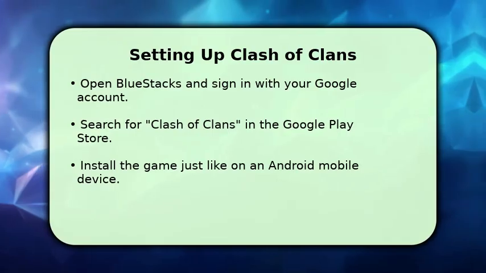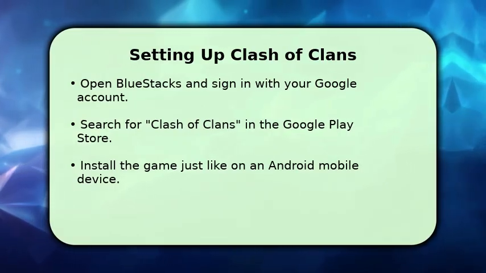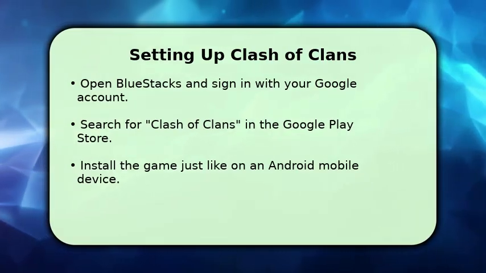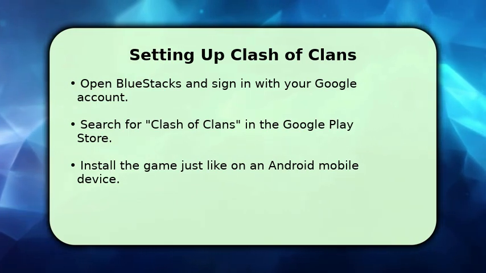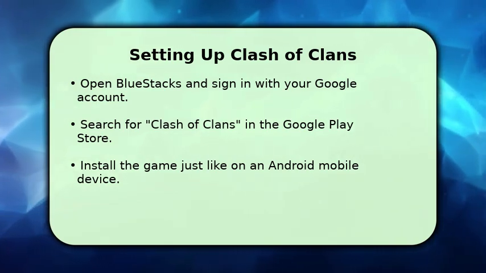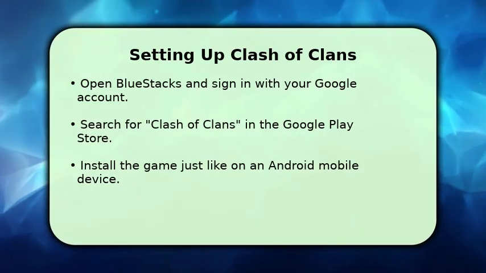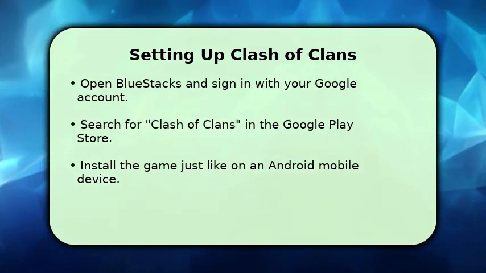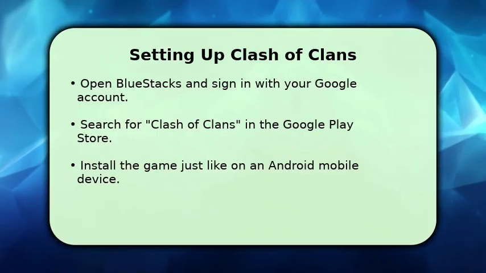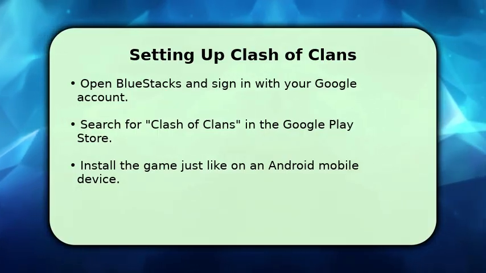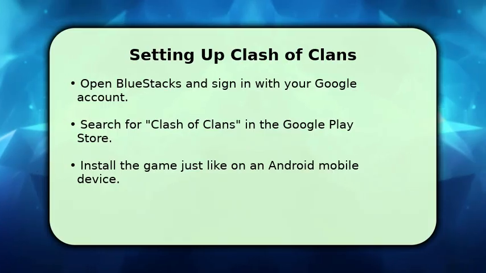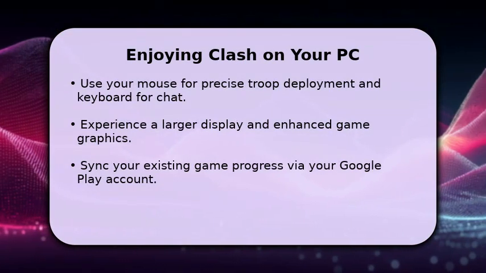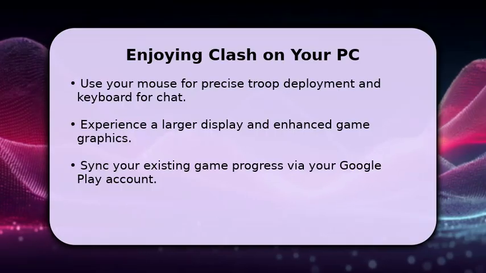With BlueStacks successfully installed, the next step is to get Clash of Clans running. Open the BlueStacks application, and you'll be prompted to sign in with your Google account, just like setting up a new Android phone. After logging in, navigate to the Google Play Store within BlueStacks. Use the search bar to find Clash of Clans and then proceed to install the game. It's exactly the same process as installing any app on a mobile device. Now you're all set to enjoy Clash of Clans on a much larger screen.